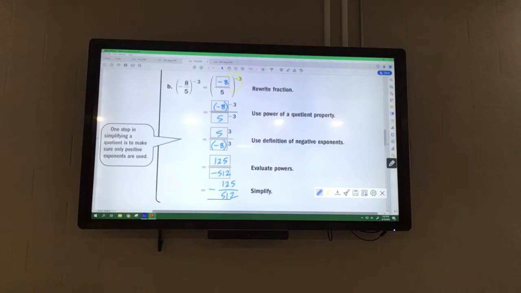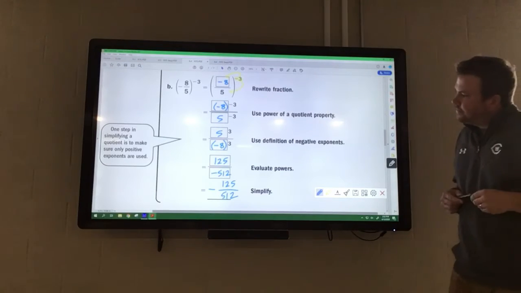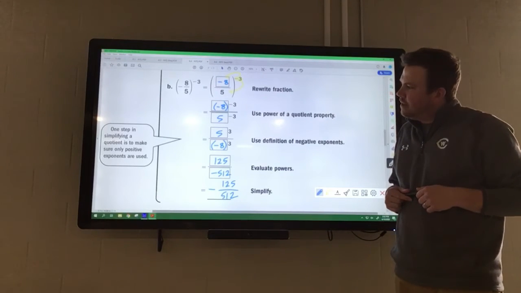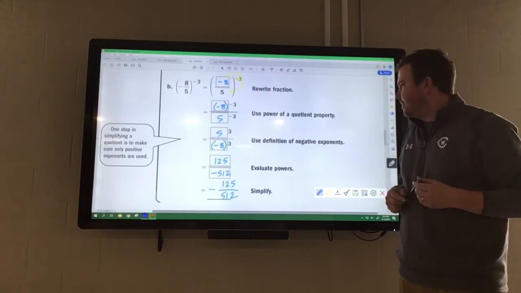So again, be very careful with those negative exponents because, again, negative exponents don't necessarily mean negative numbers. It means it's in the wrong spot. Let's keep going. Moving on.